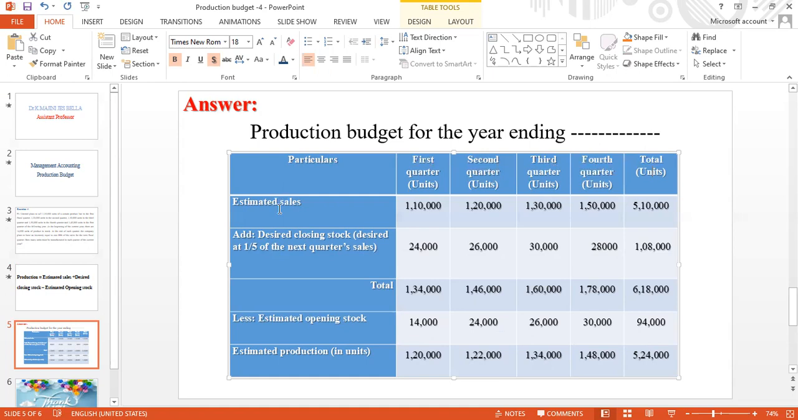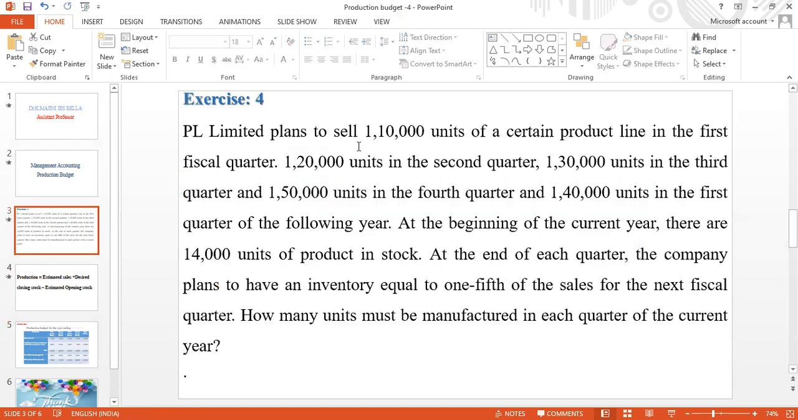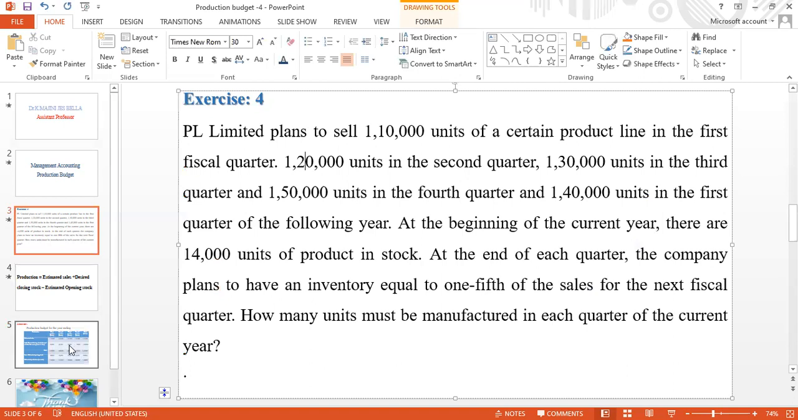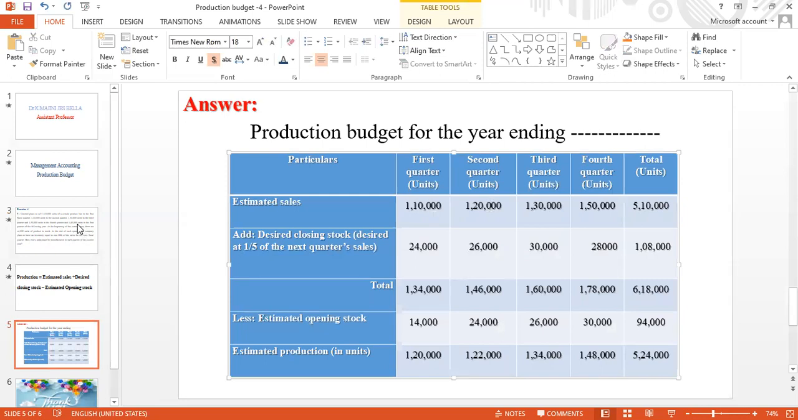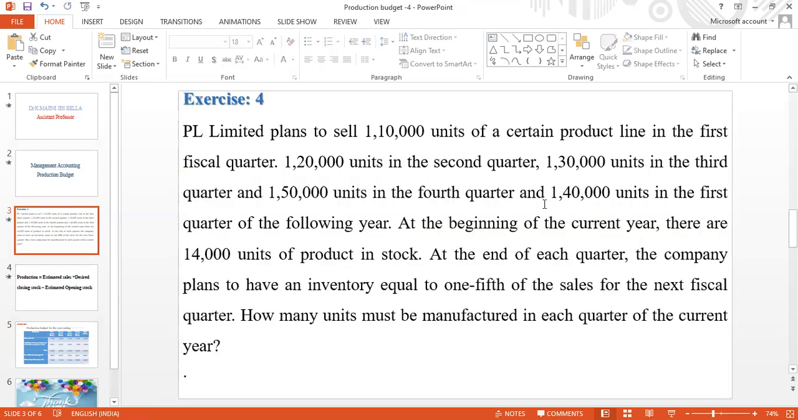First, as usual, we are writing the sales value in units. Similarly, we can write the units here. The first quarter, see here, 1,10,000. Second quarter, 1,20,000, right? The first 1,10,000, the second 1,20,000. Now we can see the third and fourth. Third how much? 1,30,000. Fourth how much? 1,50,000.